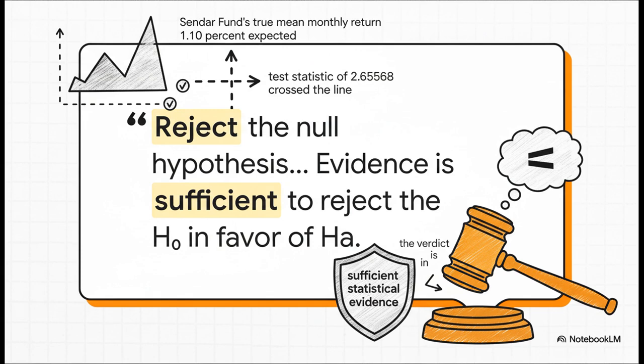And that brings us to the final step, the verdict. That evidence score of 2.65568, it was strong enough to cross that line in the sand we drew at the very beginning. It's so far away from what we'd expect by chance that we can't ignore it. So the verdict is in, we reject the null hypothesis. We have enough statistical evidence to say the Sendar Fund's performance really is different from what was expected. Its outperformance is statistically significant.